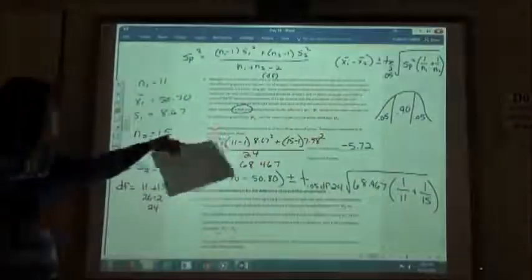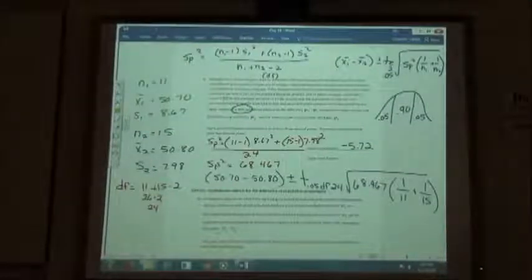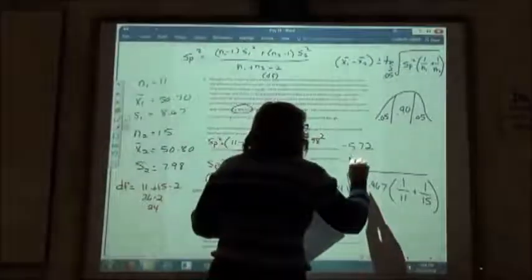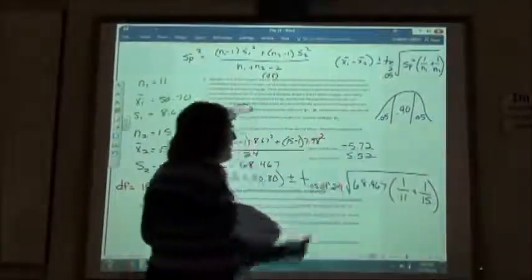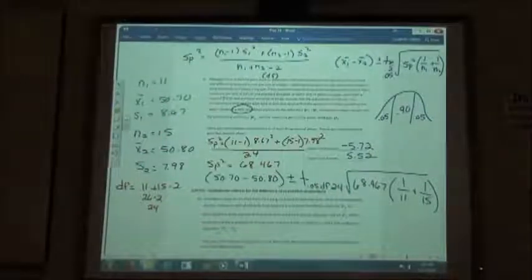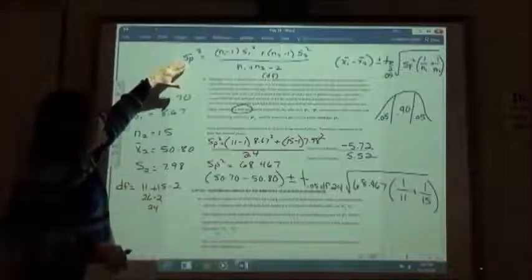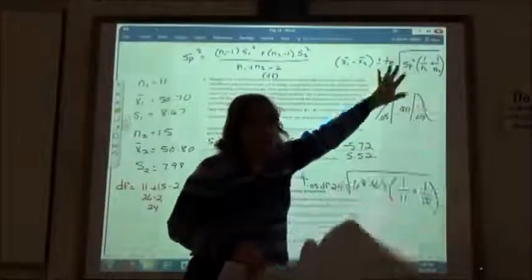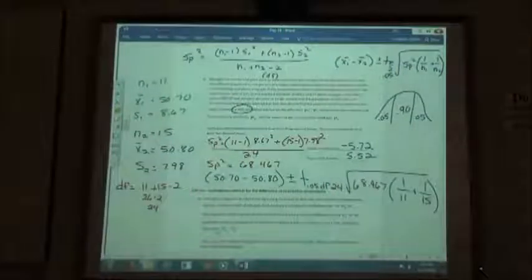Yep, we're rounding to 2 decimal places on our final answer. So our lower limit should be negative 5.72. Our upper limit is going to be 5.52, exactly. So there are 2 different formulas that you have to do when you do those ones. First, I like to find the Sp squared using this formula. Then I can do my confidence interval formula and get my 2 answers.